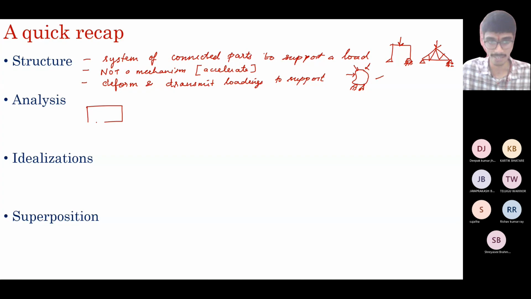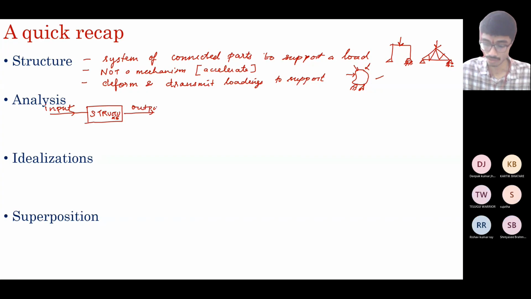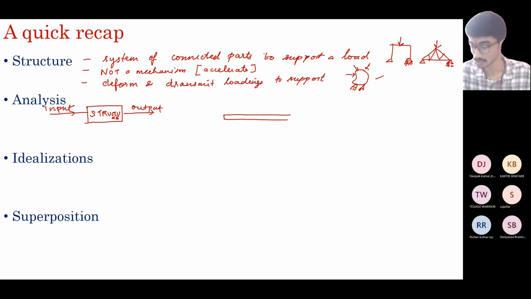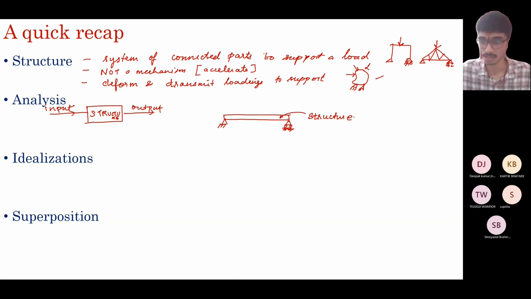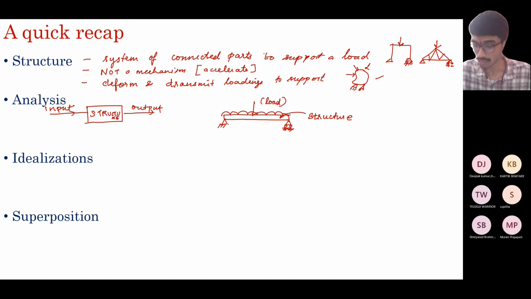You have a structure, and you give it some input, and it will give some output. For example, if you take a beam, you must be familiar with beams. This is a simply supported beam. This is a structure because it doesn't accelerate under normal loading. What is the input you give? You can give a UDL, a uniformly distributed load, or you can give a point load, or whatever. That is up to you. You're giving some input, which is the load. And what does it do? It deforms.